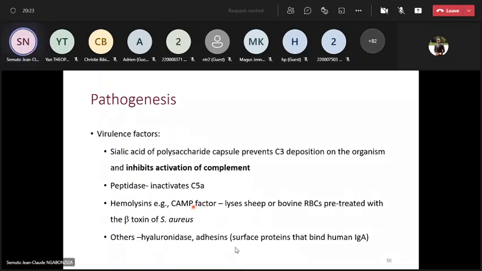So we see the CAMP factor, which acts in conjunction with Staphylococcus aureus. There are others like hyaluronidase that destroys hyaluronic acid, adenosine, and a surface protein that binds human IgA. All this, like hyaluronidase, allows the bacteria to spread and to inhibit or evade the immune system.